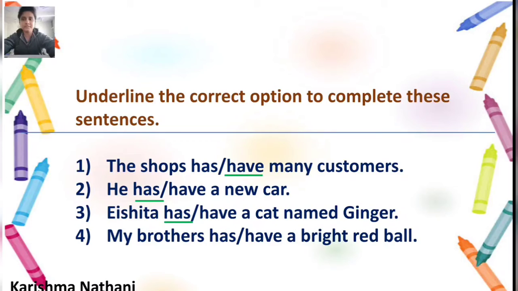Then my brothers has or have a bright red ball? Brothers, many brothers, plural noun, so have. My brothers have a bright red ball. If there is a plural noun, we have to put have, and if singular, we will put has.